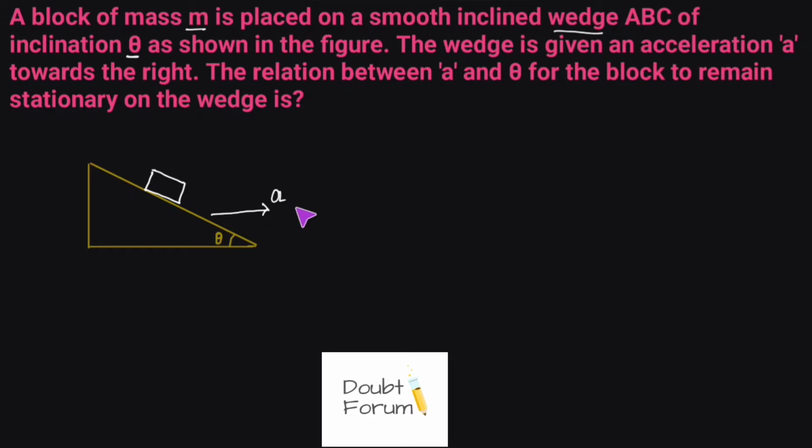We have to find the relationship between a and theta, the wedge angle, in a condition that the block is not sliding along the wedge. Normally what happens when we put a block, it would start sliding along the wedge. So to avoid that sliding, we started moving the entire wedge towards right.